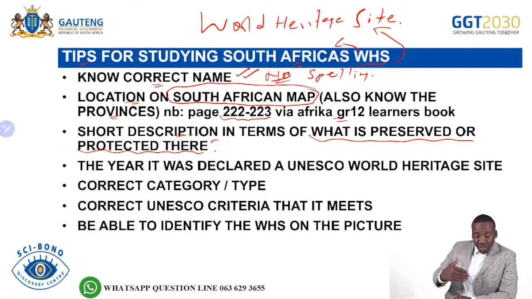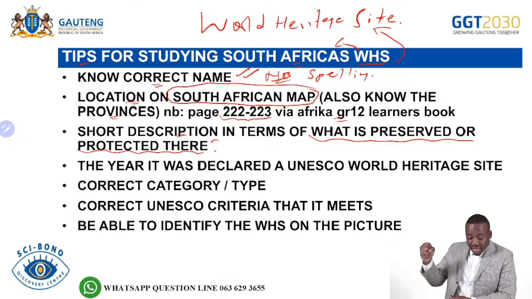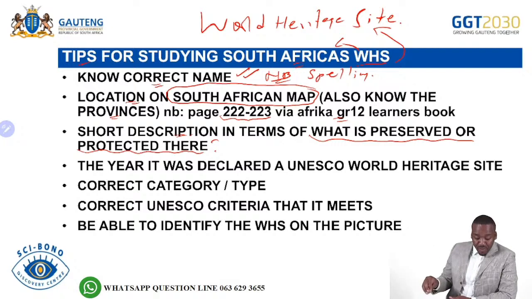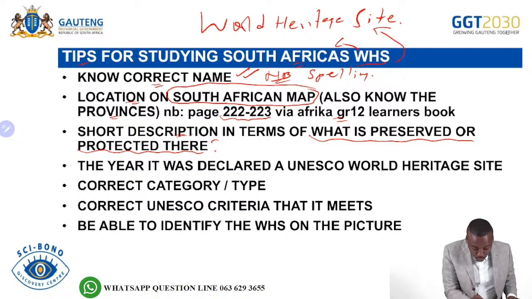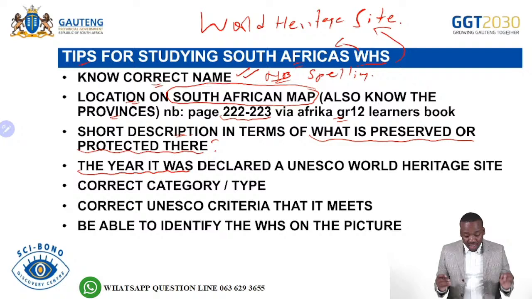Remember, we said there's a process that a site must follow in order for it to be declared a World Heritage Site. You first identify the site. There's a lot of things that must be done up until the point whereby UNESCO approves and says in this year now we declare that this site is a World Heritage Site. So you also need to know the year in which it was declared a UNESCO World Heritage Site.